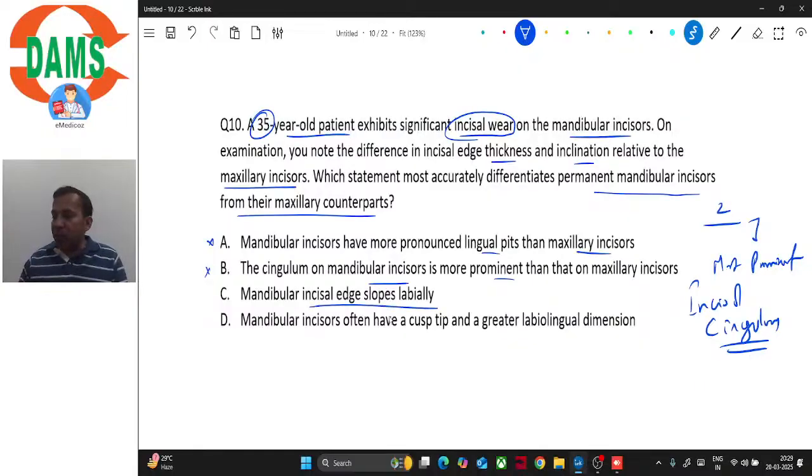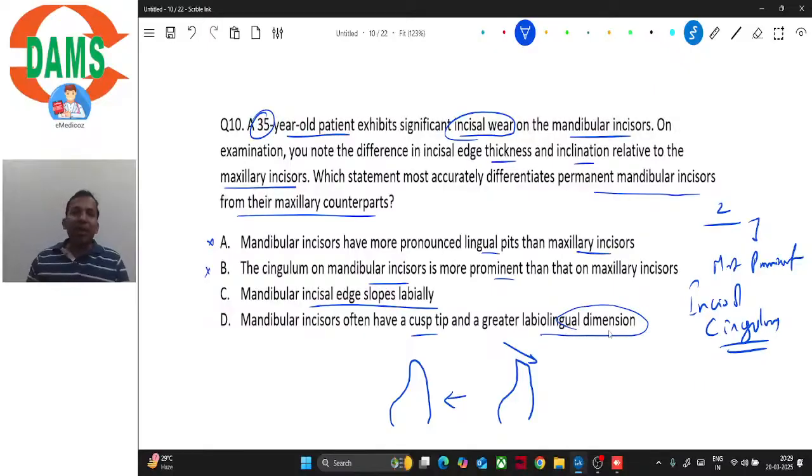Mandibular incisal edge slopes labially. So what it means is, let's say this is the mandibular incisor before incisal wear. After the incisal wear, this is how it would appear. So the incisal edge slopes labially. Mandibular incisors often have a cusp tip and a greater labiolingual dimension. So obviously, how can they have a cusp tip? These are incisors, they have incisal edges. So again, option D is incorrect. Yes, option C is the correct answer.